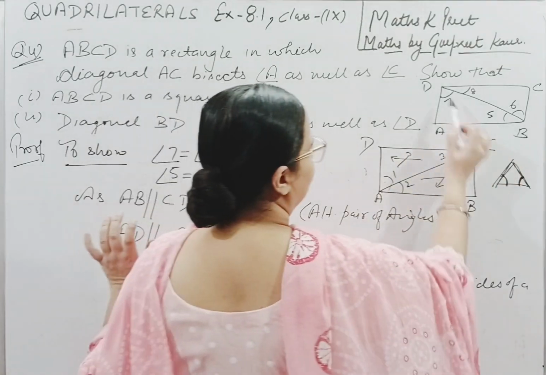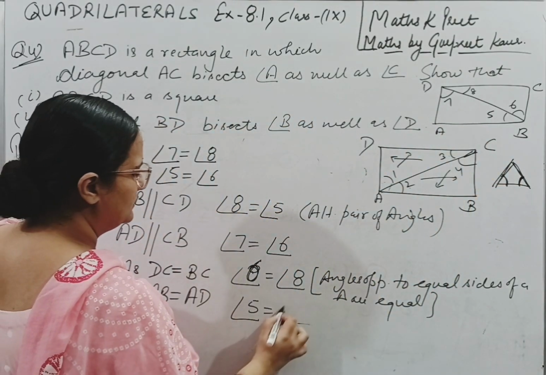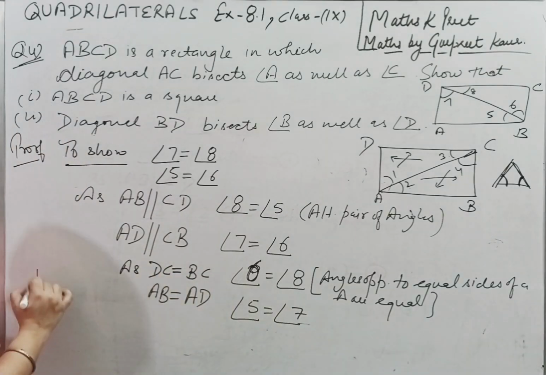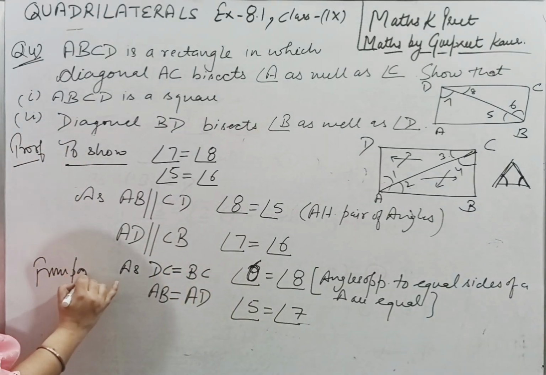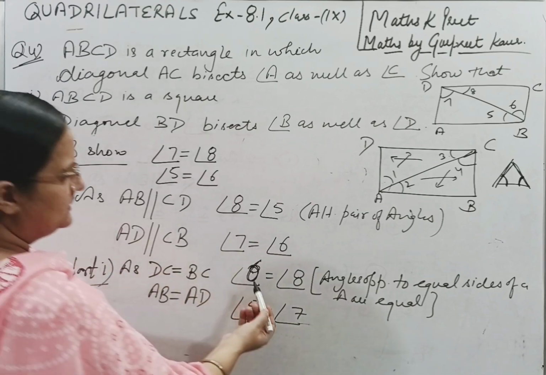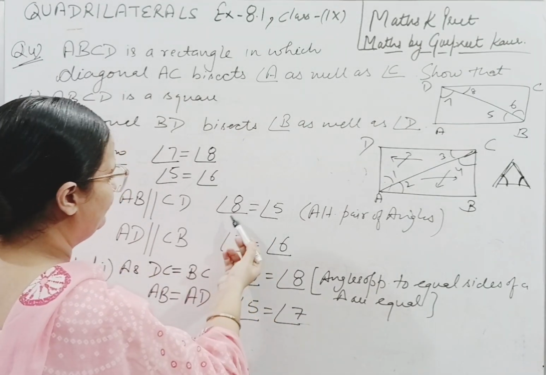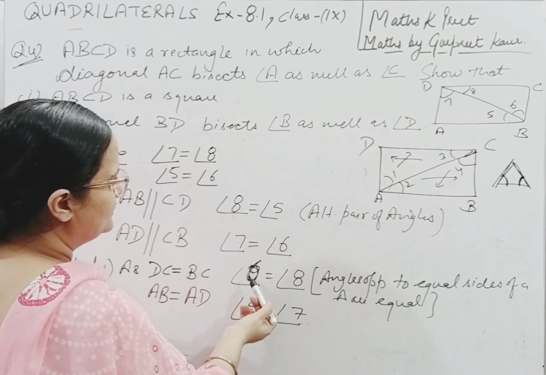Similarly, now these two sides I have written equal, proved in number 1. So angle 5 will be equal to angle 7. Here you can write from part 1. From part 1 we have proved that this is a square. Now 6 is equal to 8, 5 is equal to 7. Here I have written 8 is equal to 5, 8 is equal to 6.